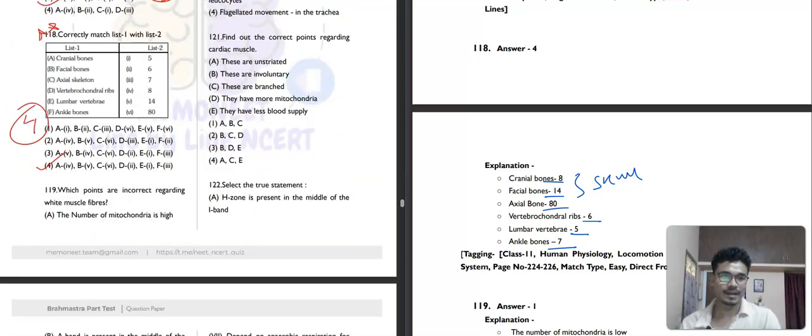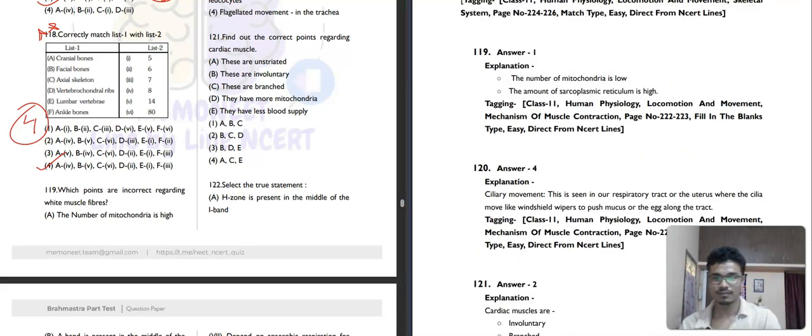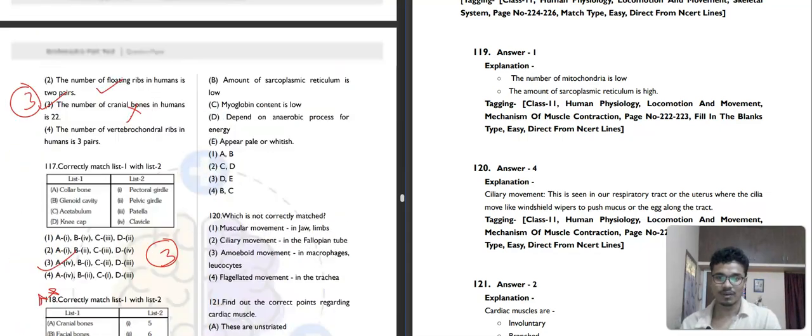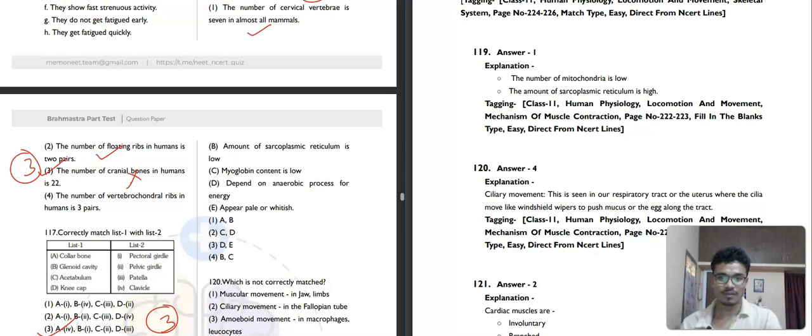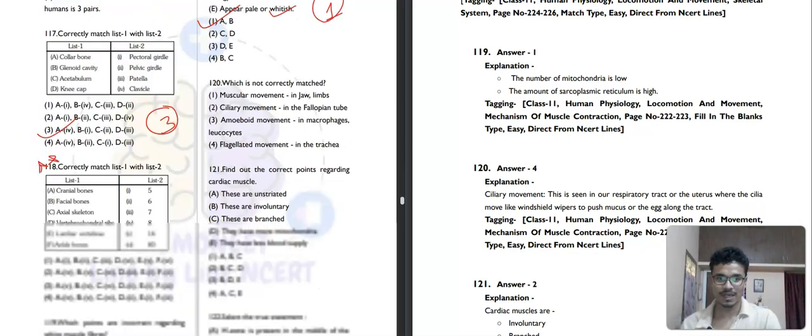Then 119. Which points are incorrect regarding the white muscle fiber? The number of mitochondria is high. This is incorrect actually. The mitochondria are very low in that. Amount of sarcoplasmic reticulum is low. The amount of sarcoplasmic reticulum is basically high. Myoglobin content is low, correct. Depends on anaerobic process of energy, correct. Appears paler whitish, that's why it is called white muscle fiber. So incorrect ones, A and B. First option will be your correct answer.